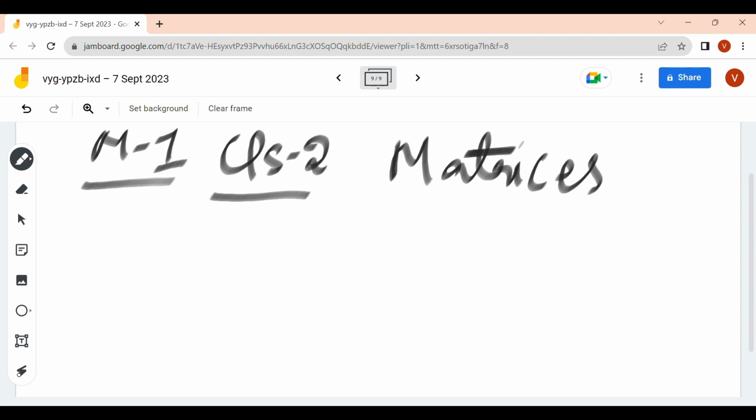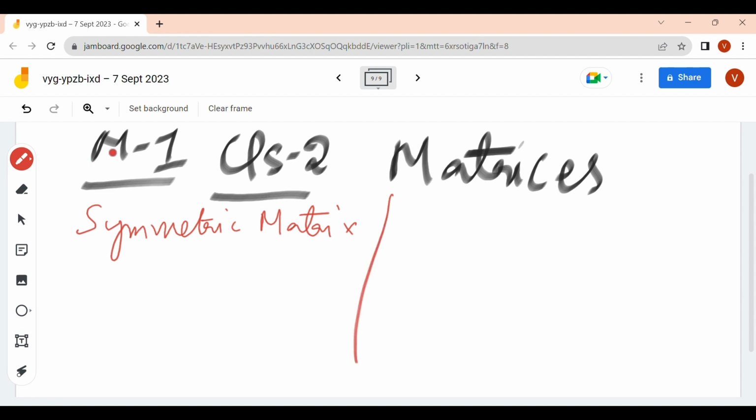In matrices, we are going to discuss what is a symmetric matrix, and what is a skew symmetric matrix. In the last class we discussed the unit matrix, square matrix, rectangle matrix, diagonal matrix and triangle matrix, right? Here we are going to discuss symmetric and skew symmetric.